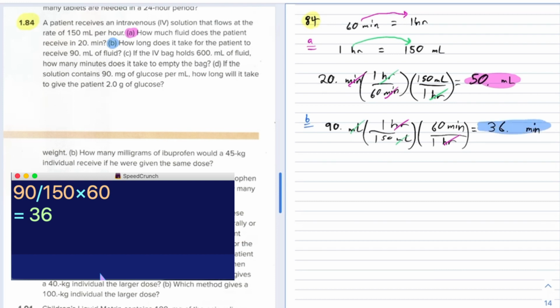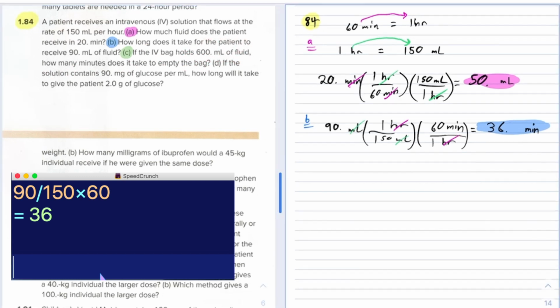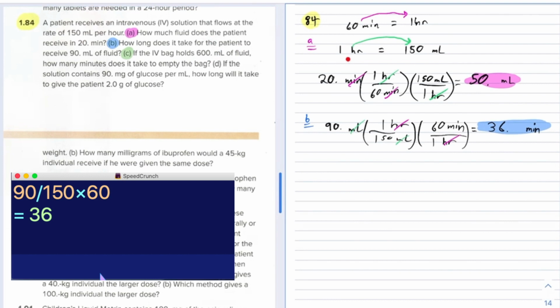Okay, let's do C. So C over here. If the IV bag holds 600 milliliters of fluid, how many minutes does it take to empty the bag? So suppose the whole thing holds 600 milliliters of fluid, and you know that it delivers 150 milliliters per hour. Okay? If it delivers 150 milliliters in 1 hour, then 2 hours would deliver 300. 3 hours would deliver 450. 4 hours would deliver 600. So the answer is 4 hours.